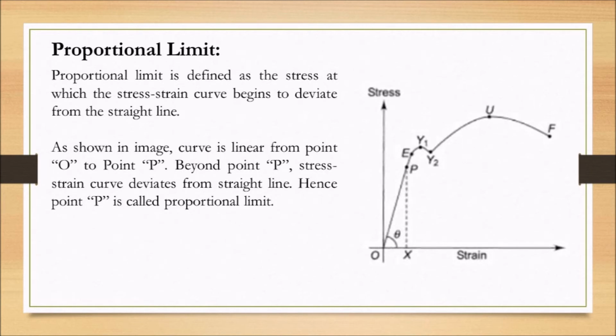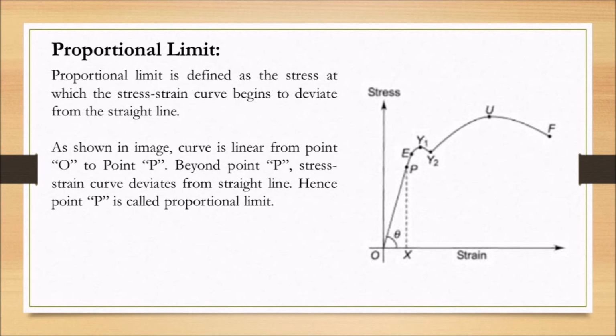Now let us see how we determine the properties of a material from the stress strain curve. The first property is proportional limit. It is defined as the stress at which the stress strain curve starts deviating from a straight line.